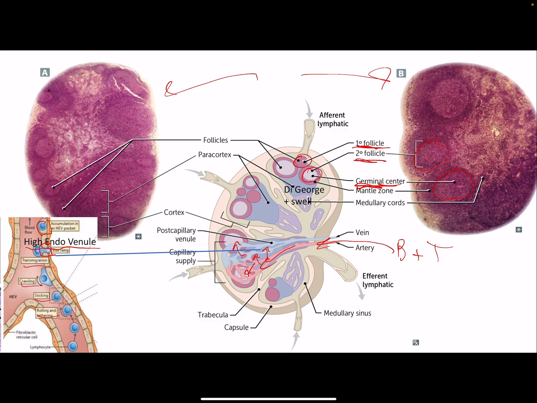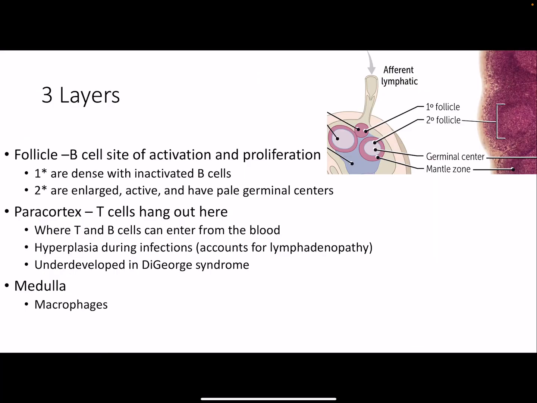Okay, what else? The paracortex specifically is when you have DiGeorge syndrome, you're going to have an absent or dysfunctional paracortex, which we'll talk about later. And if you have an infection, you have a swollen lymph node. I mean, I guess the whole lymph node is swelling, but it's especially going to be the paracortex where a majority of the swelling and the proliferation of cells is going to happen. All right, we really just talked about this all already.